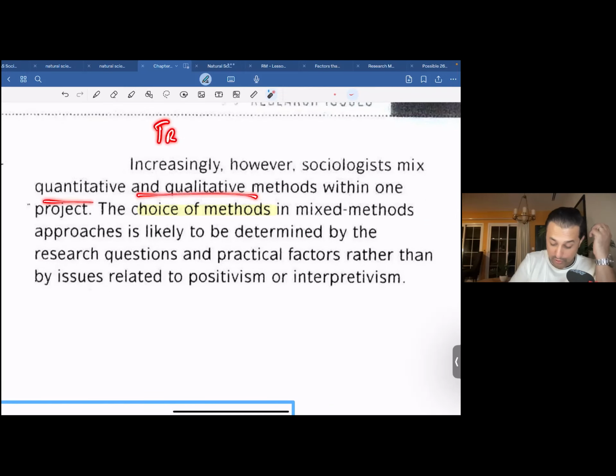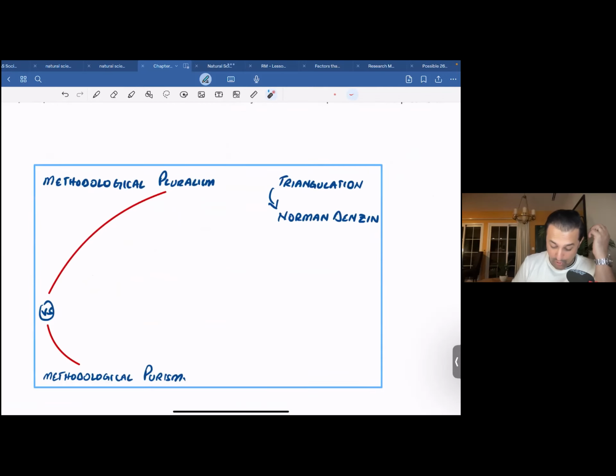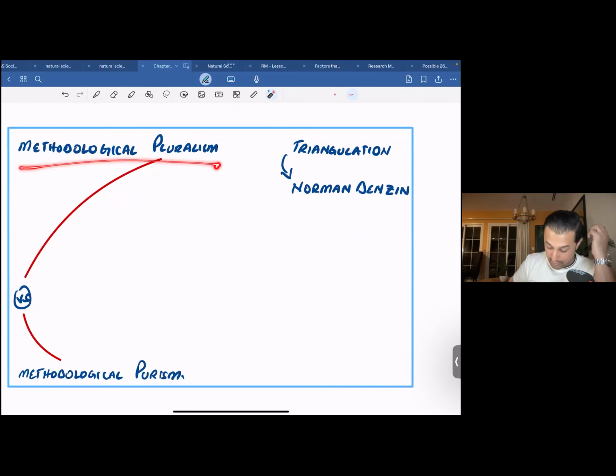We are talking about triangulation over here, or methodological pluralism. So, increasingly, sociologists mix quantitative and qualitative methods within one project. The choice of methods in mixed methods approaches is likely to be determined by the research questions and practical factors rather than by issues related to positivism or interpretivism. Let me assume we're all aware of methodological pluralism and methodological purism. They're extremes, right?